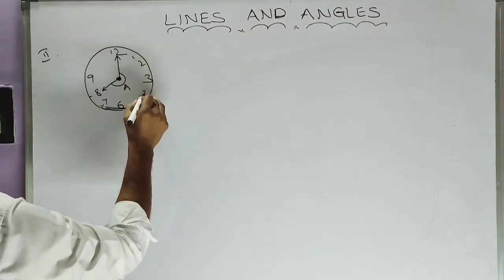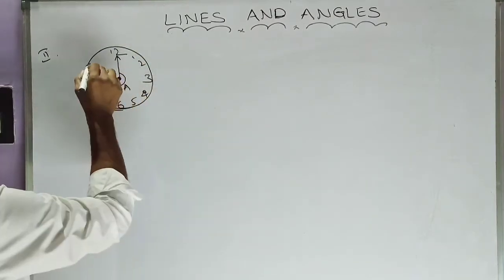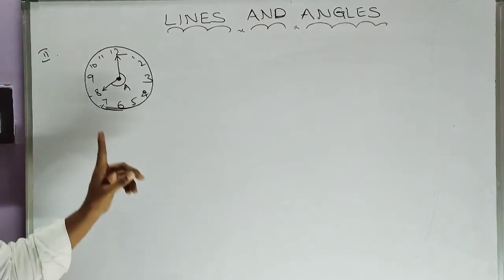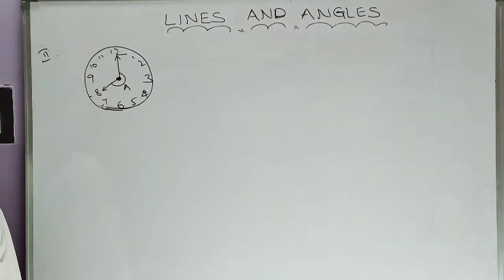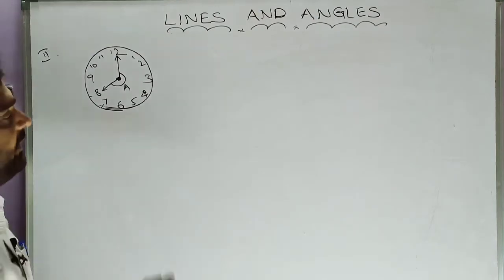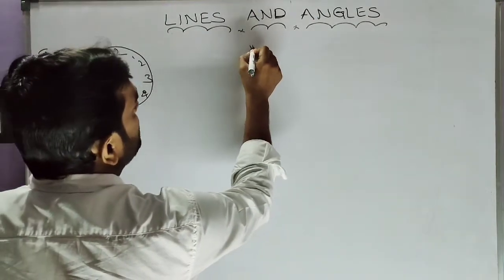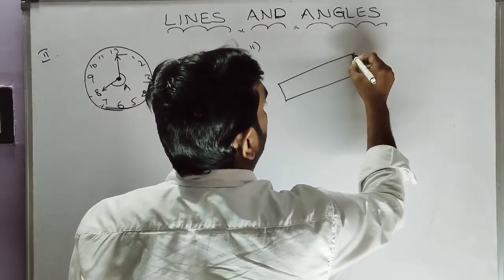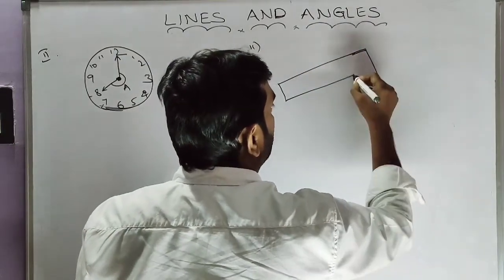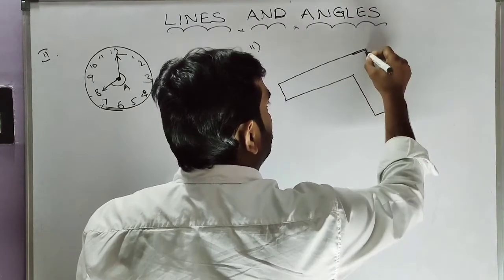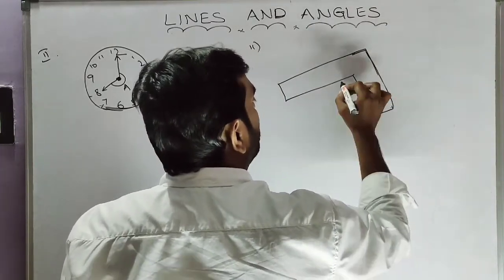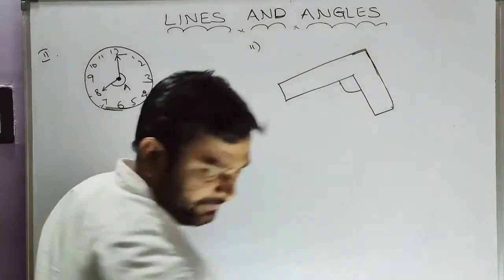1, 2, 4, 5, 10, 11. Here the question is, identify the type of angle. And in that, the second question is given somewhat like this. Here, the type of angle.